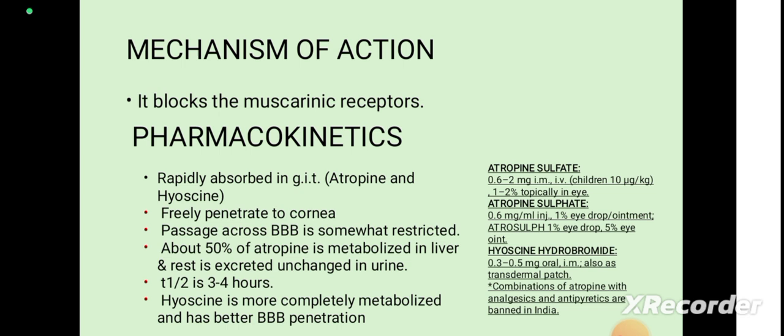Atropine sulfate, we can give the medicine atropine sulfate. There are two types of atropine sulfate, one is with F and one is with pH. The one with F can be given parenterally and topically, and the pH one can also be given parenterally. And Atrosulf 1% eye drop, 5% eye ointment. Hyoscine hydrobromide 0.3 to 0.5 mg, we can give orally, IM, and also as a transdermal patch. Combinations of atropine and analgesics and antipyretics are banned in India. This is an important point.